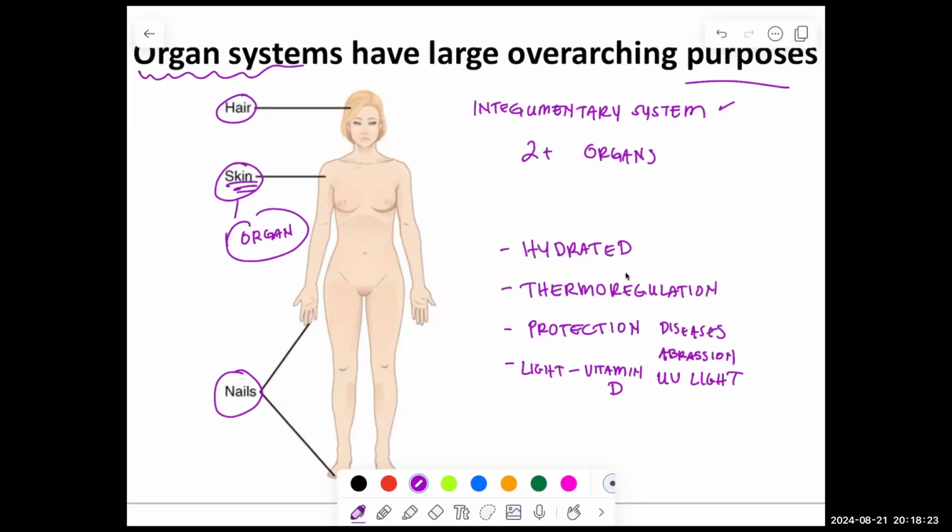So I can ask you, name one function of the integumentary system. Name two organs of the integumentary system. This is the only one that's on here. So what's the other one? That's where you're going to pick up your book and let me know. Okay.